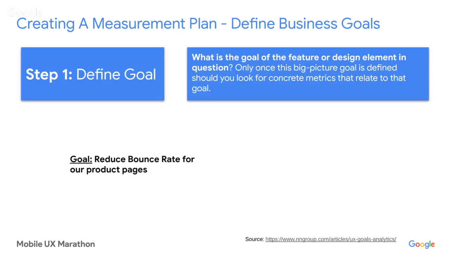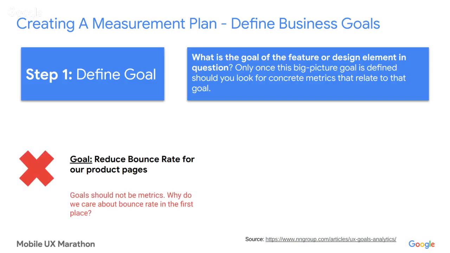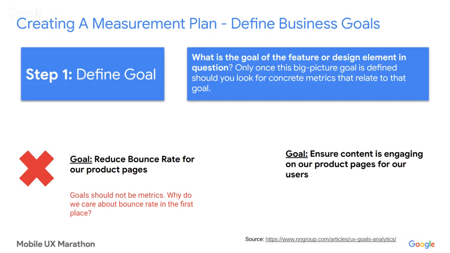So, if your goal is to reduce bounce rate, that would not be a good goal because goals should not be metrics. Why do we care about bounce rate in the first place? Well, we care because we want our users to be engaged with our content on the product page. And ultimately, it would increase the likelihood of an add to cart, decrease bounce rate, and further down the line, hopefully increase conversion rate or average order value. So, if the goal is to ensure content is engaging on our product pages, this is a much more customer-centric goal. We are able to align metrics and KPIs to gauge this goal's effectiveness, but the goal itself is not a metric.